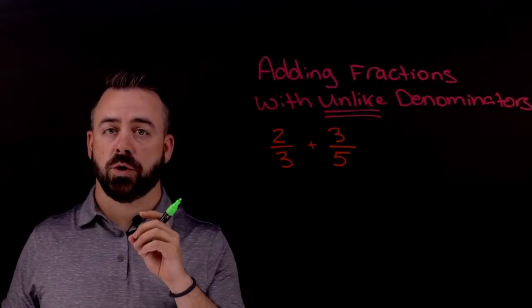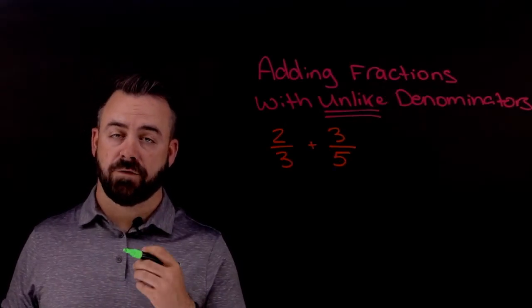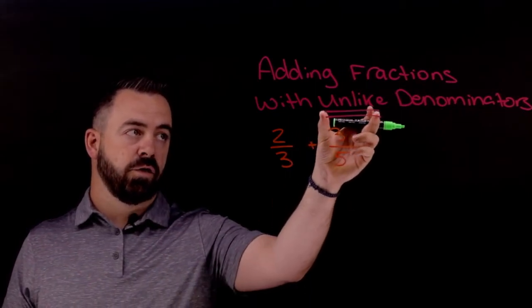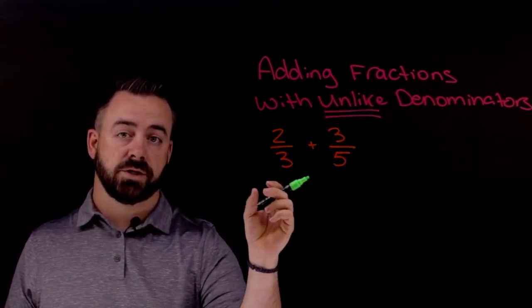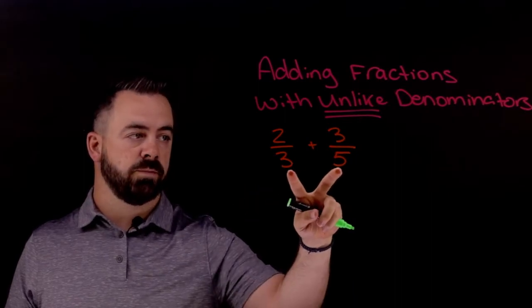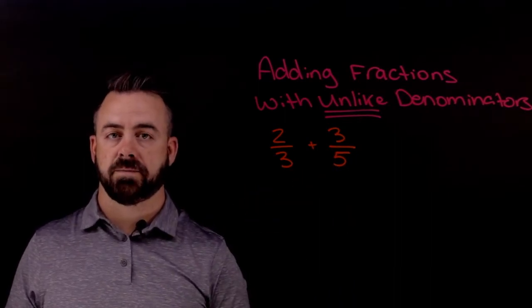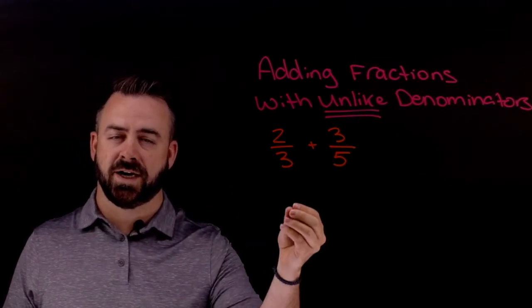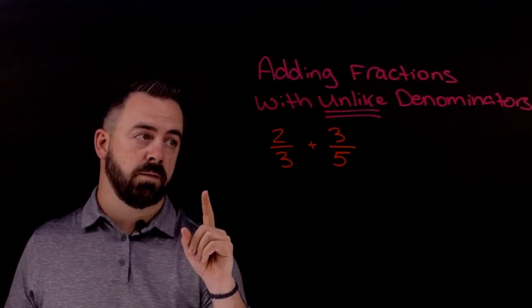Let's practice going through the process of adding fractions. But it's not just any fractions. These fractions have unlike denominators, meaning these two numbers in the bottom are not the same. Now this process takes a little bit more energy and time than if they were the same.